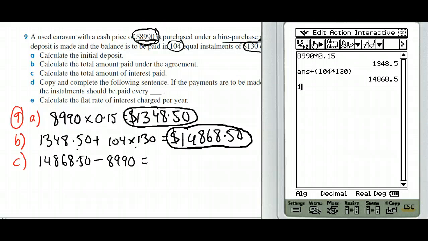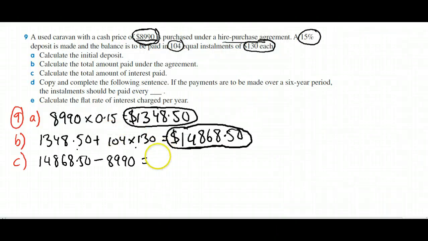So 14,868.5 minus 8,990. The difference is $5,878.5. So that's the amount of interest that we're paying on this caravan.